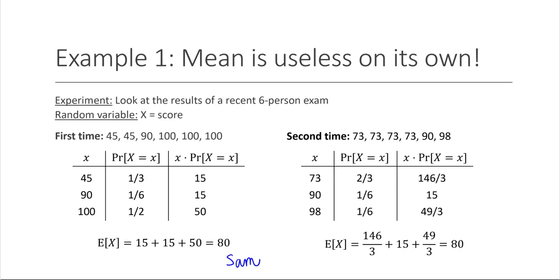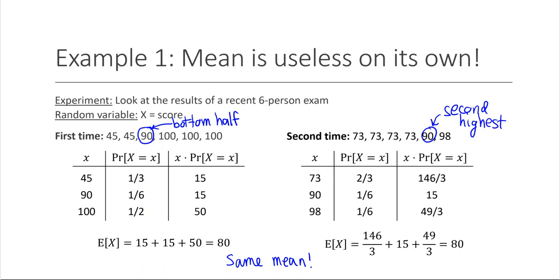But notice that these two have the same mean. But notice also that if you were the person who got 90 in the first time, then you were in the bottom half of the class. Whereas if you're a person who got the 90 in the second time, then you're the second highest in the class. So, in other words, just because you know that the mean was 80, it doesn't really tell you how you did relative to your peers. It doesn't tell you where you lie relative to your peers.